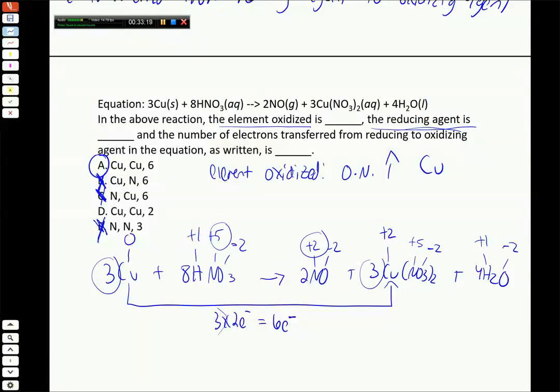Alright, so again, a few different parts of this question asking us to identify different features of redox equations, so this was a good one to really drive home some of those key points.